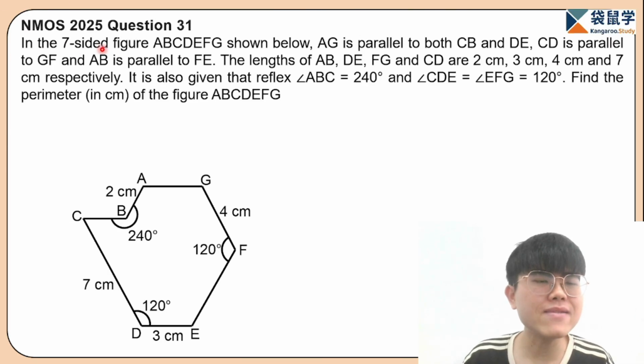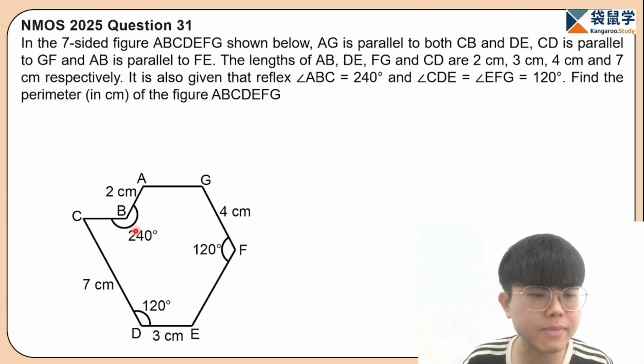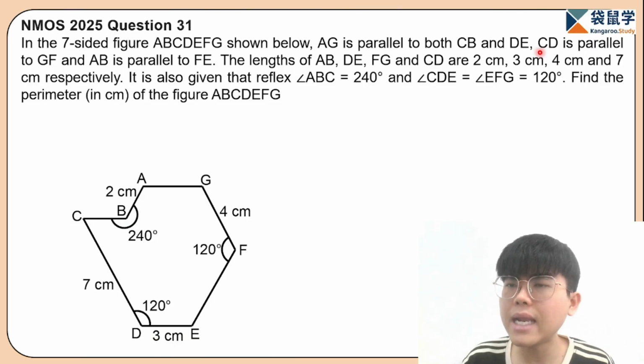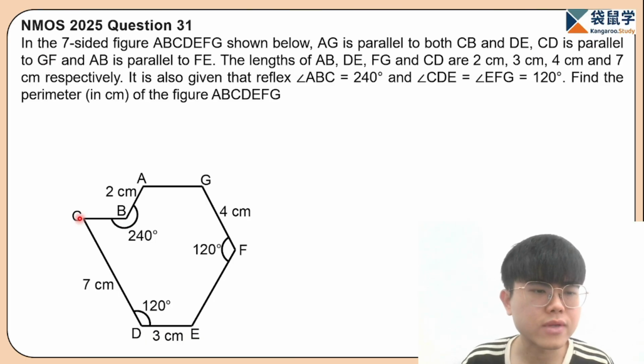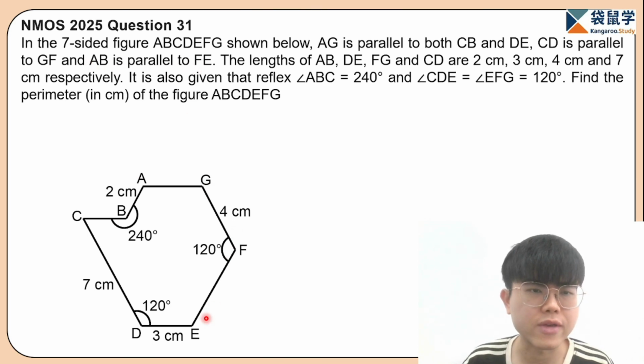In the 7-sided figure ABCDEFG as shown below, AG is parallel to both CB and DE. CD is parallel to GF, and AB is parallel to FE. The lengths of AB, DE, FG, and CD are 2 cm, 3 cm, 4 cm, and 7 cm respectively. You can see that it is already labeled on the figure.